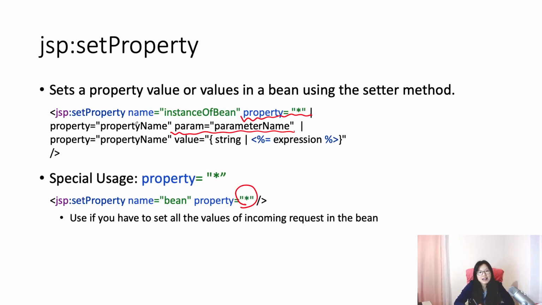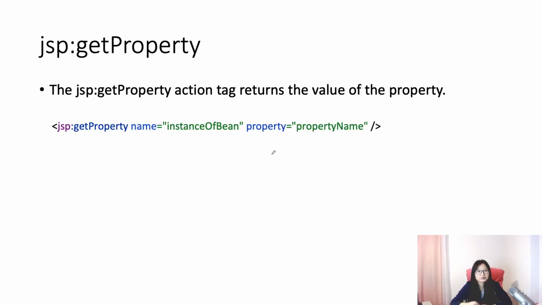The other way is you can just use property and value. Value will be any string value, or an expression. It's going to be evaluated, and eventually the expression becomes a string, and it's going to be the value of the value attribute. I will show you the example later.